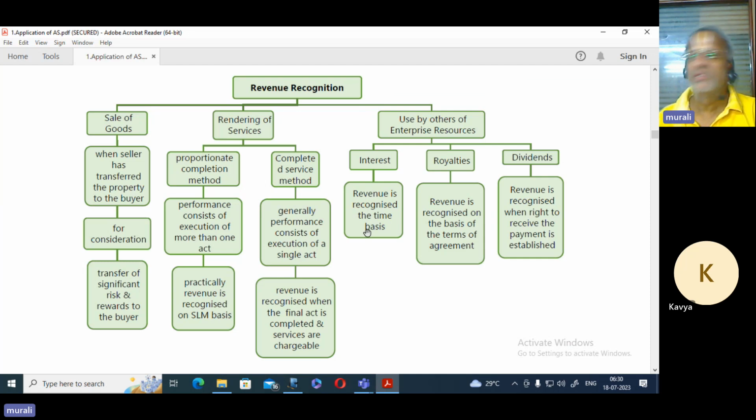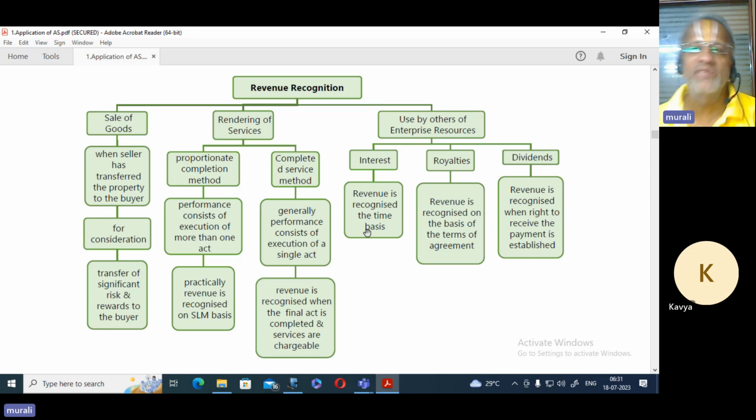Number one, sale of goods would mean when there is a transfer of ownership and control. What do you mean by that? Where there is a transfer of the risk and reward incident to the ownership of the asset to the buyer, then the transfer has taken place.